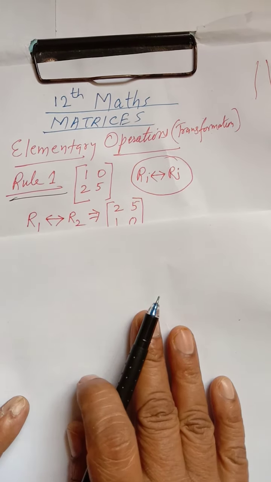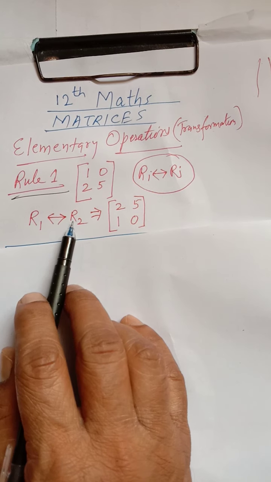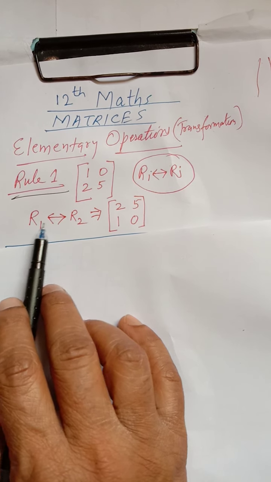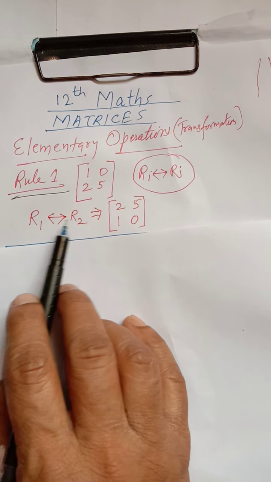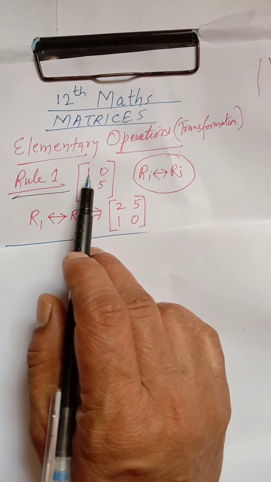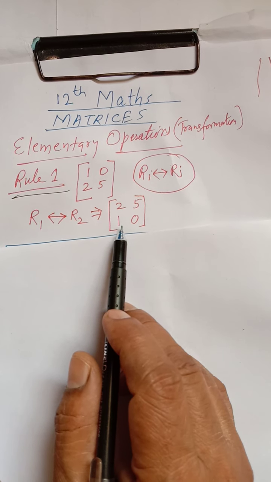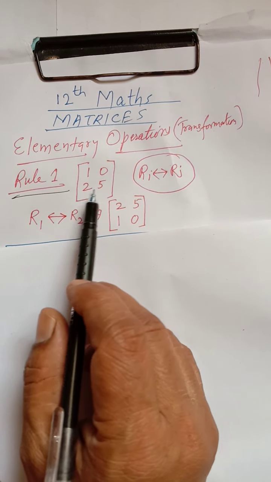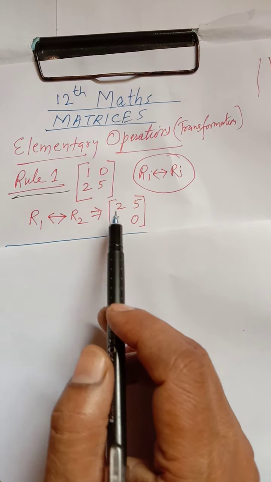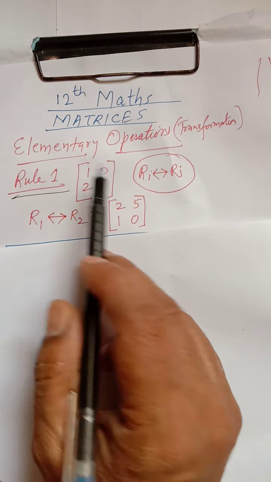For example, see, we can take this. R1 is interchanged with R2. Means in place of R1 we will write R2, and in place of R2 we will write R1. See this. 1, 0 is row 1, so I have made it R2. And here 2, 5 is R2, row number 2. So row number 2 has been made the first row. So this is one rule.